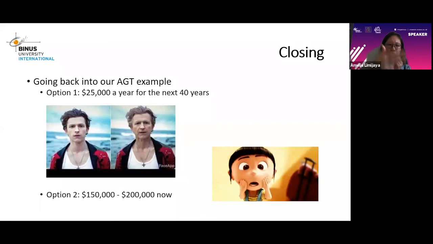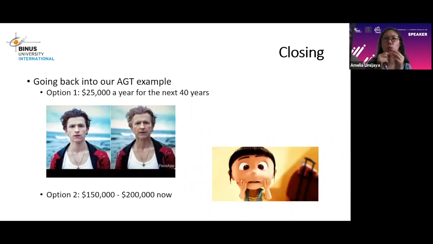Based on this information only, you cannot answer it yet, because you need to compare apples to apples. You cannot compare a present value with $25,000 over 40 years. You need to compare both present values. But at this point, we're not going to do that, because you'll learn this later in probably second or third semester. This is just a hint.